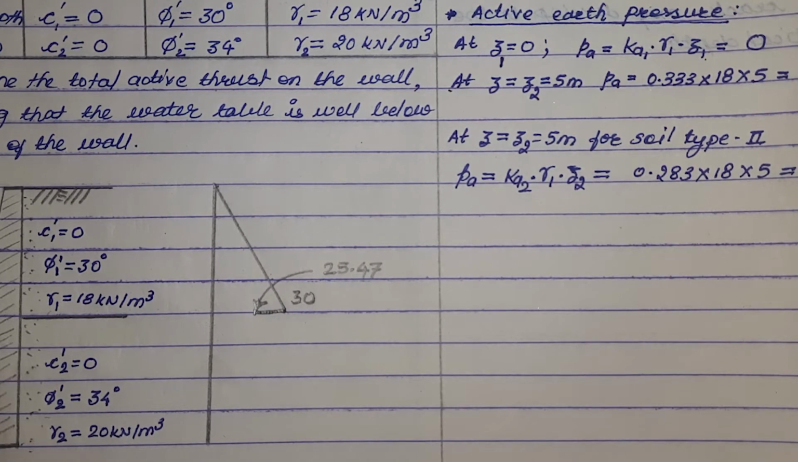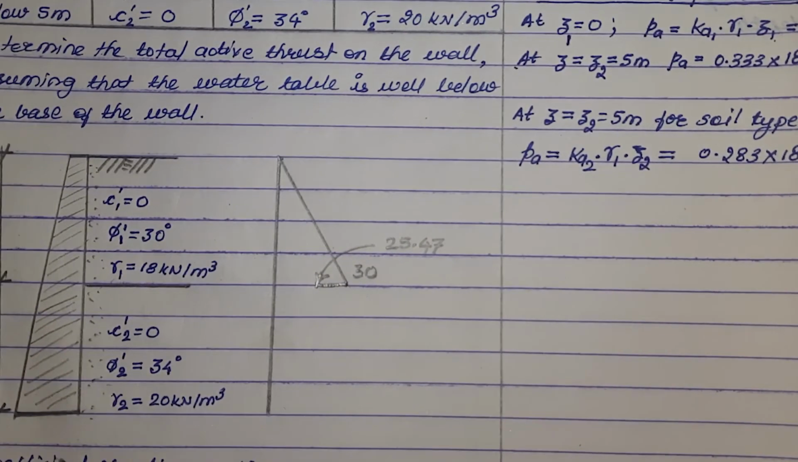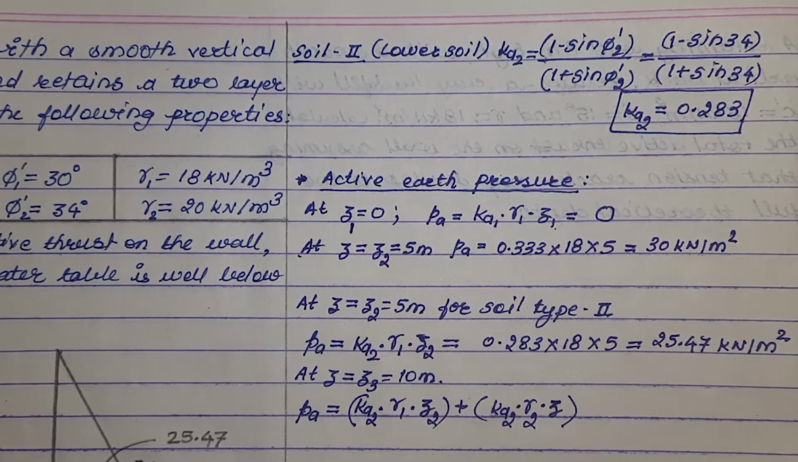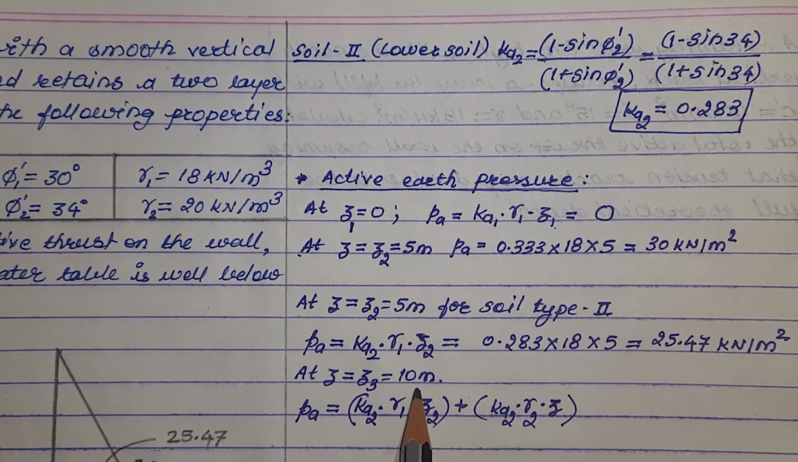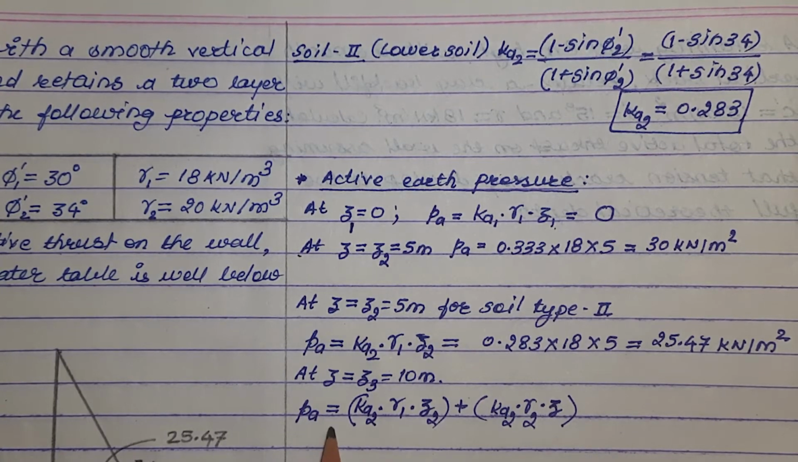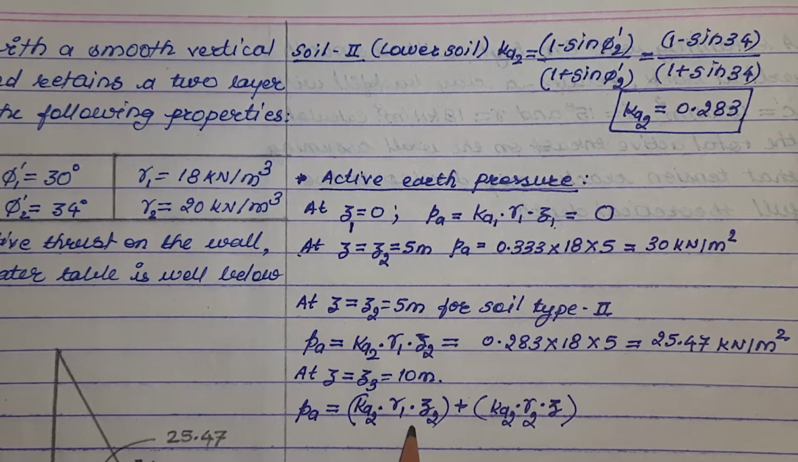Alright, now we will find out the pressure at Z equal to 10 meter, that is at the bottom of the wall. Let us find it out. Thus, at Z equal to Z3, that is 10 meter level at the bottom of the wall, the formula for active earth pressure will be PA equals Ka2 multiplied by gamma 1 multiplied by Z2, plus Ka2 multiplied by gamma 2 multiplied by Z.